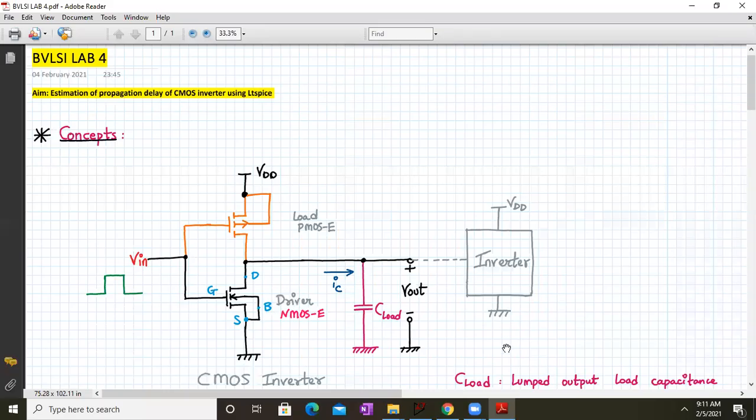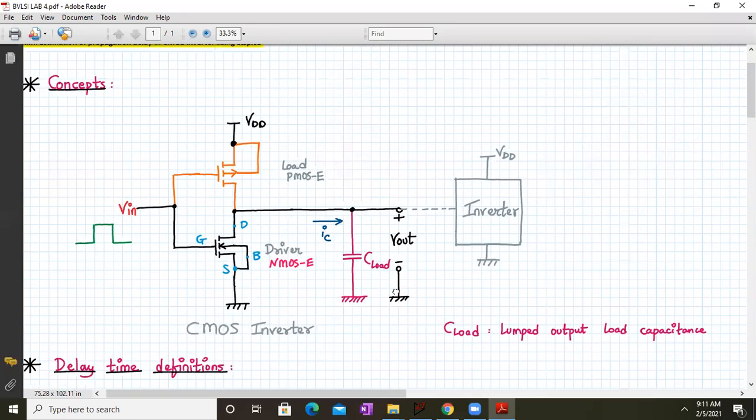Okay, so hello everyone. Welcome to BVLSI lab number 4. In this experiment, we have to estimate the propagation delay of a CMOS inverter in LTspice. So first of all, some concepts.